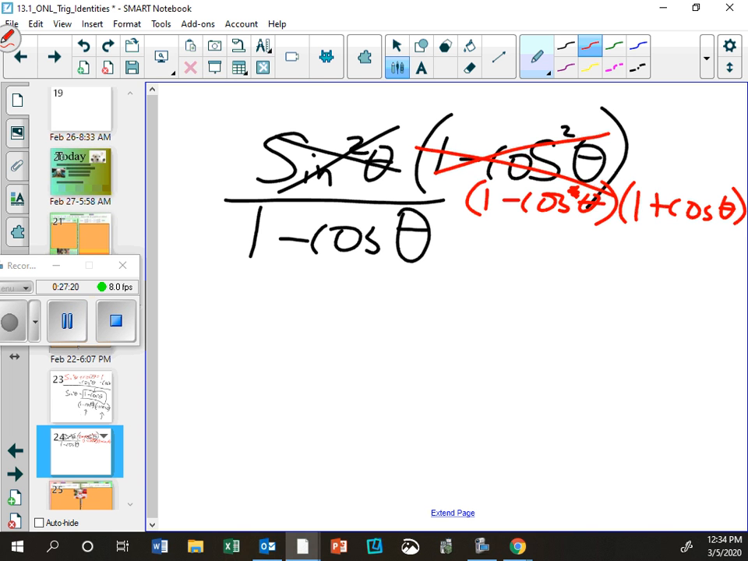Now, one word that you don't know yet is conjugate. This and this, those guys, are conjugates. It can be as simple as this. 1 plus x, what's the conjugate of that? 1 minus x.